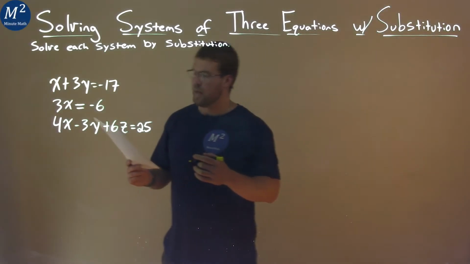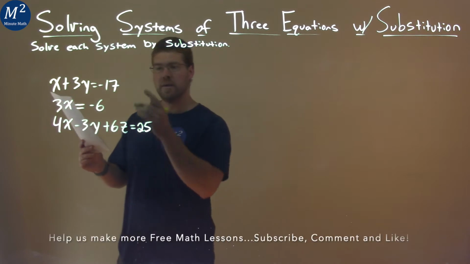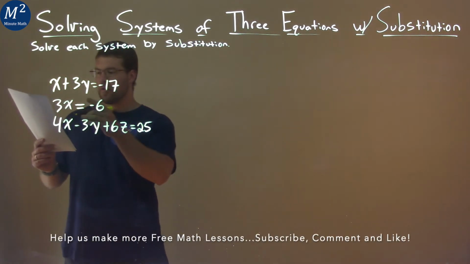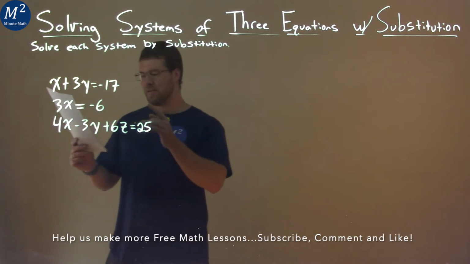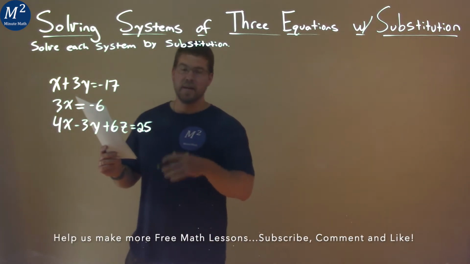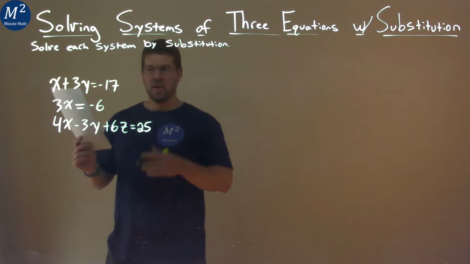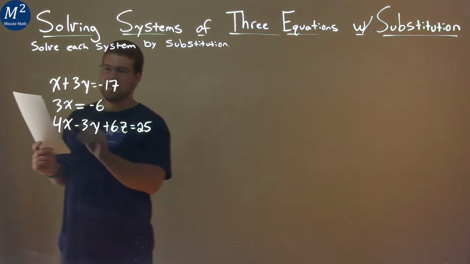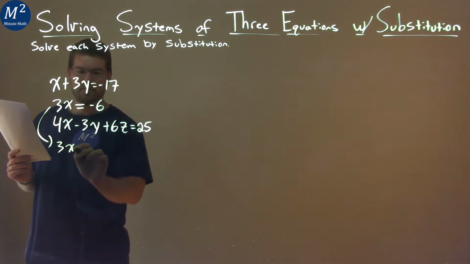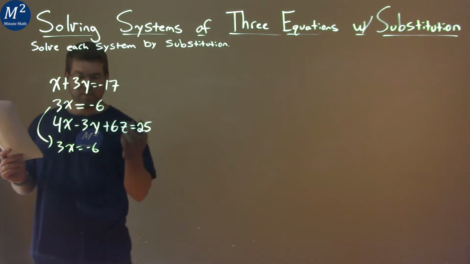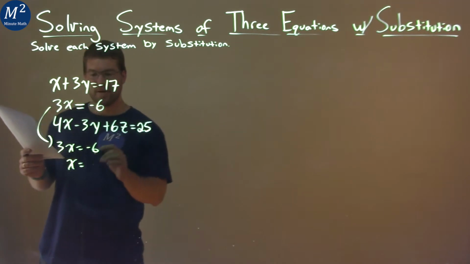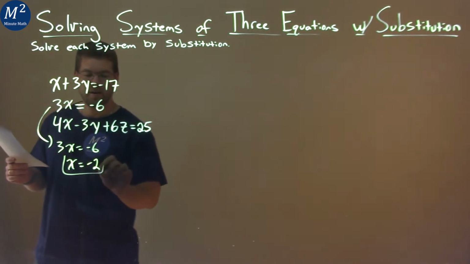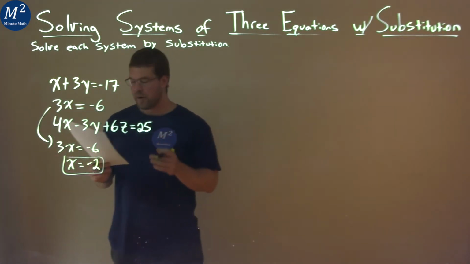We're given this problem right here. x plus 3y equals negative 17, 3x equals negative 6, and 4x minus 3y plus 6z equals 25. We want to solve this by substitution. First thing that pops out to me here is the second equation, 3x equals negative 6. If I divide by 3 on both sides, very quickly I get x by itself, and negative 6 divided by 3 is negative 2. So we get one of the values very quickly, which is great.